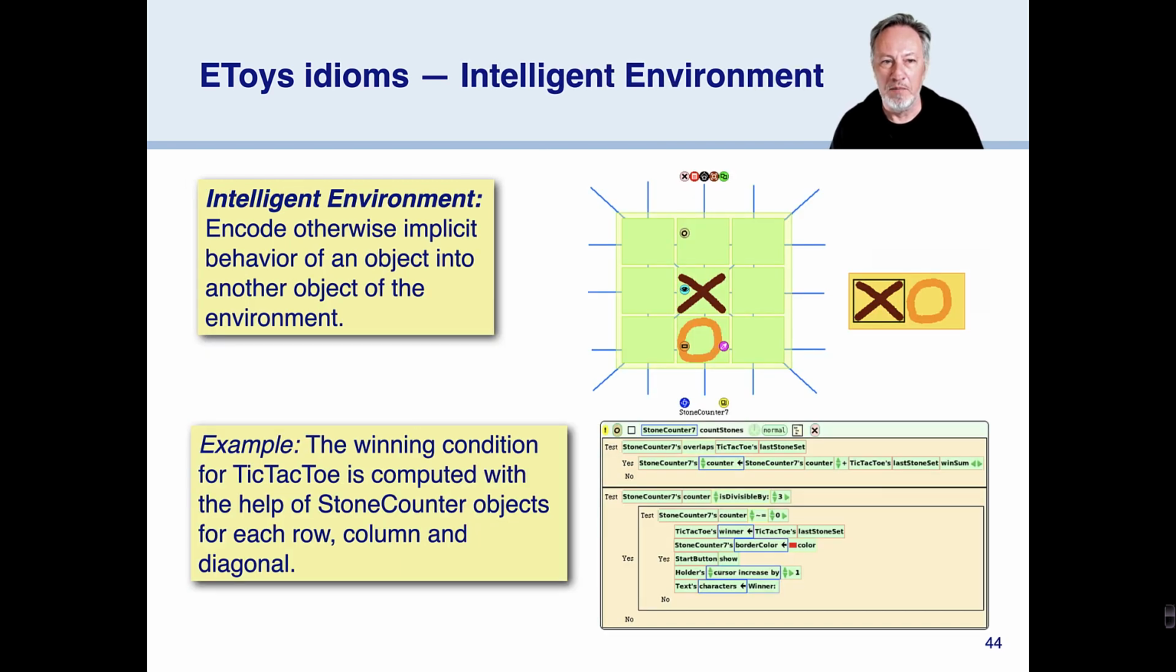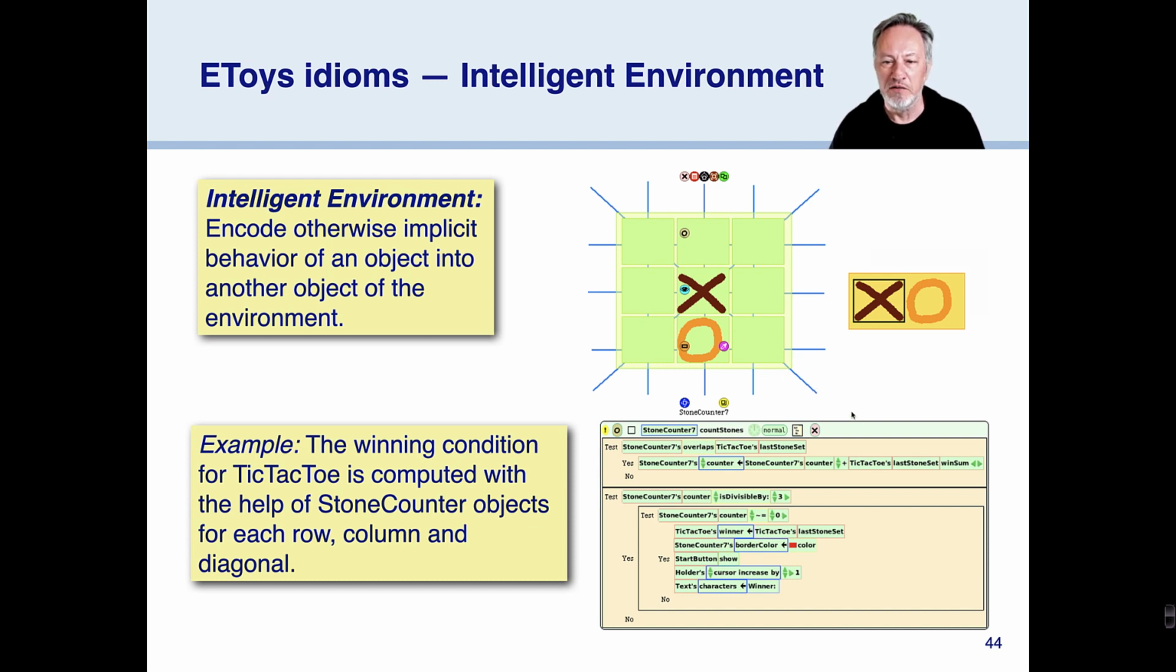Another common idiom is known as intelligent environment. So here we have an X and O's game, a tic-tac-toe game. And in order to script the whole behavior, we need to keep some information around in the environment. And these are these hidden objects in the background. These are the so-called stone counter objects.